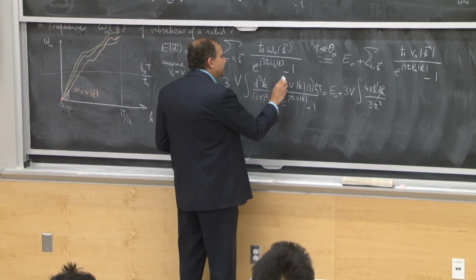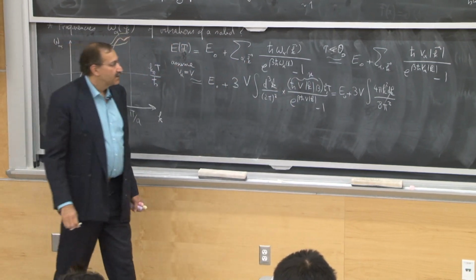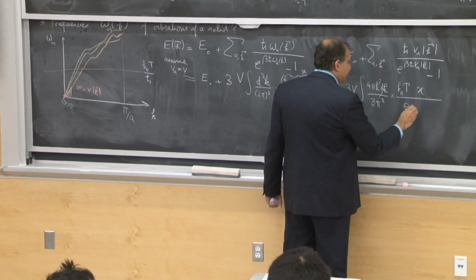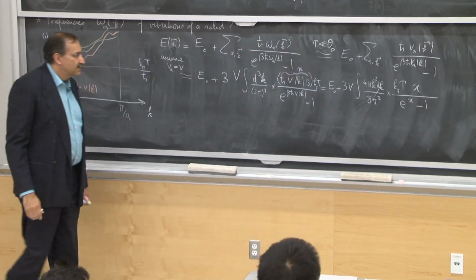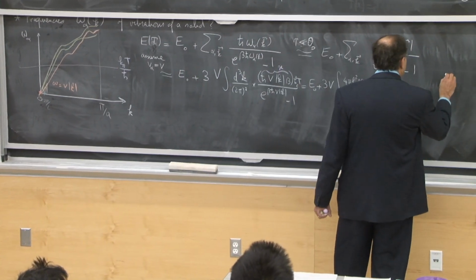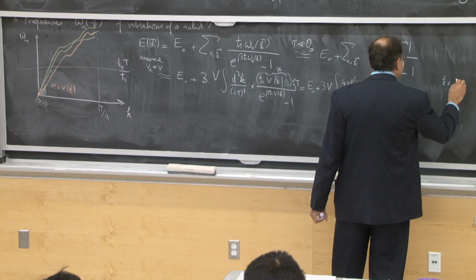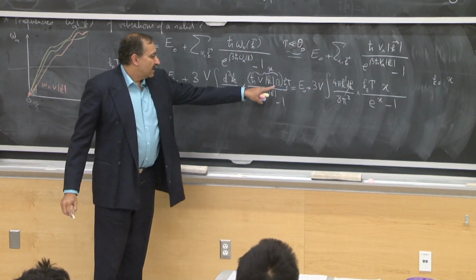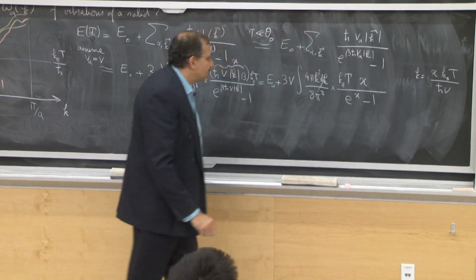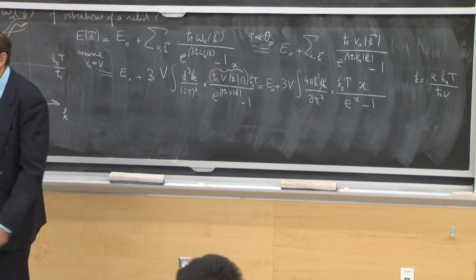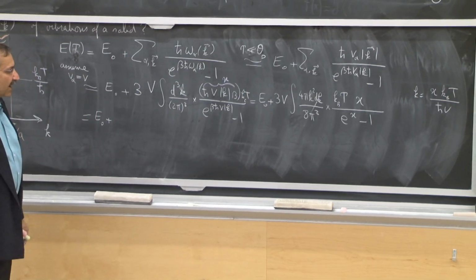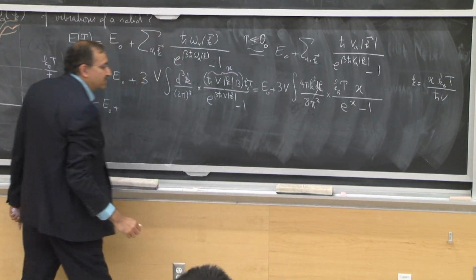And if I call this combination x, then what I have is kBT times x over e to the x minus 1. And of course, k is simply related to x by k being x kT over h bar v. And so at the next level of approximation, this k squared dk, I will write in terms of x squared dx. And so what do I have? I have E0. I have 3V divided by 2 pi squared.